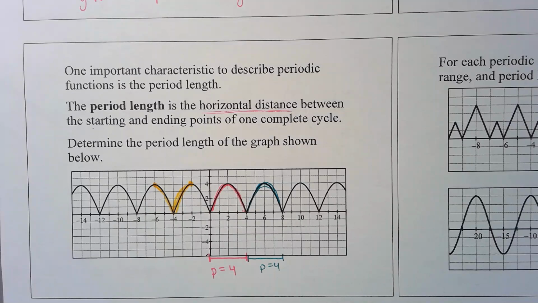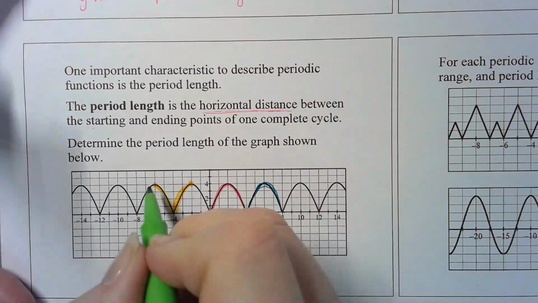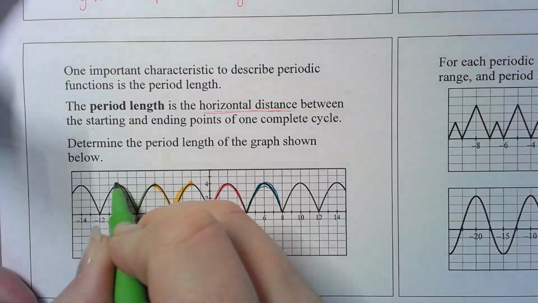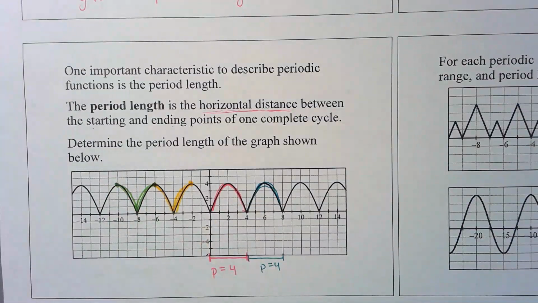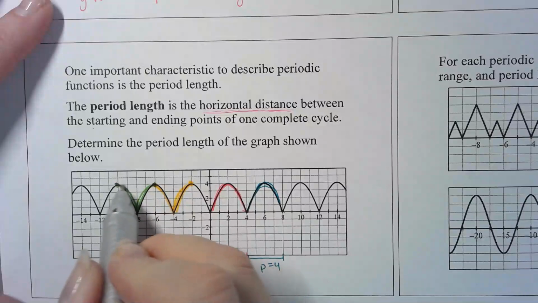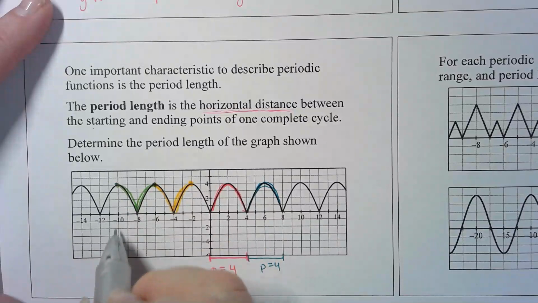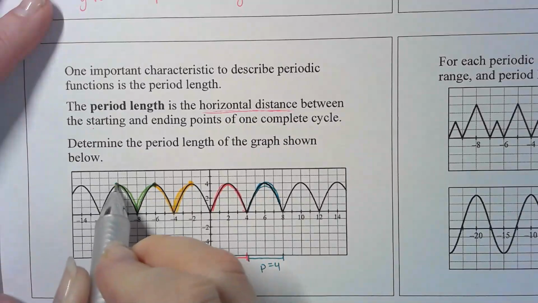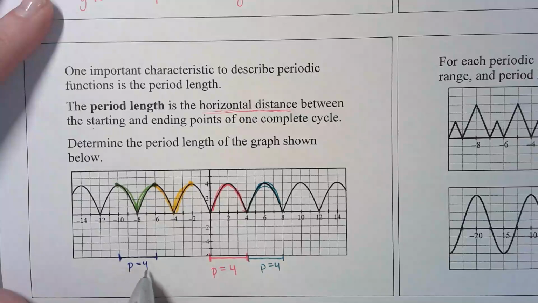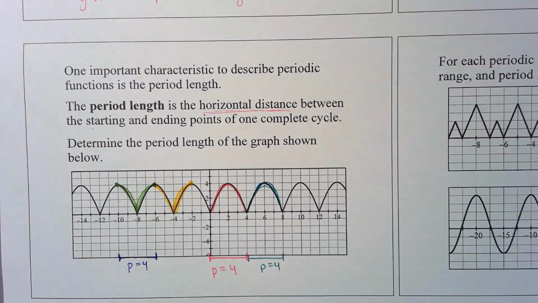Because to me, that shape is getting repeated over and over and over again. See, there's another one, from top to top. But what doesn't change is the period length, because if I come down here, this green portion sits between -10 and -6, which is still a horizontal distance of 4 units. Okay.